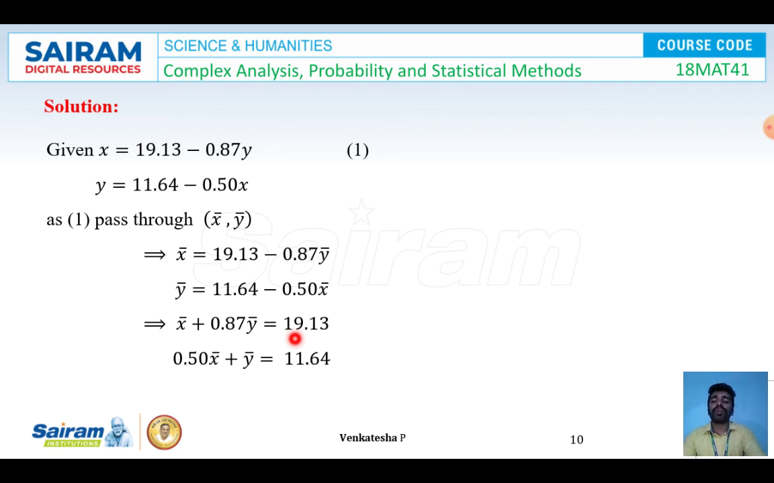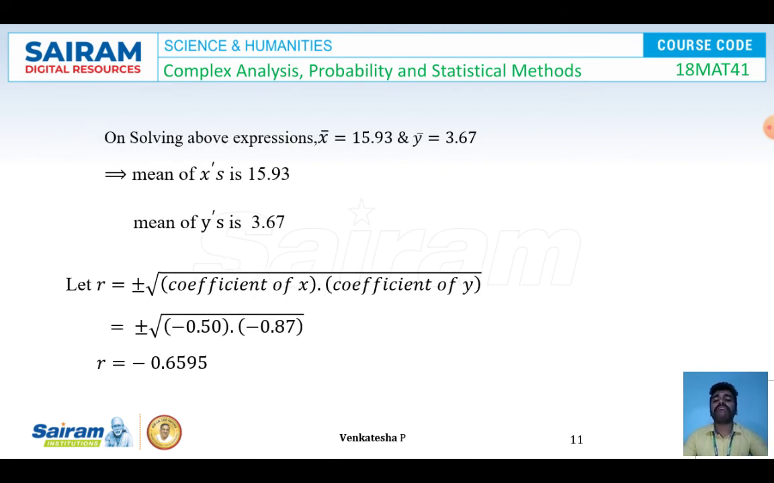In the calculator, go for the equation mode, take two unknowns, enter all the values and do the calculations. On calculating that, I got x bar is equal to 15.93 and y bar is equal to 3.67. So hence I can conclude that the mean of x is 15.93 and the mean of y is 3.67.